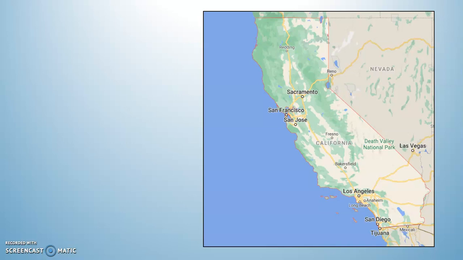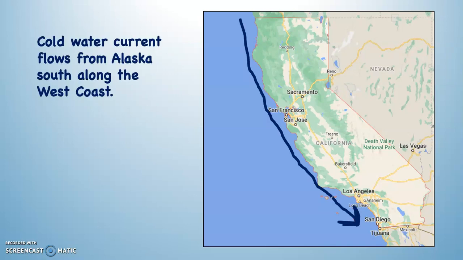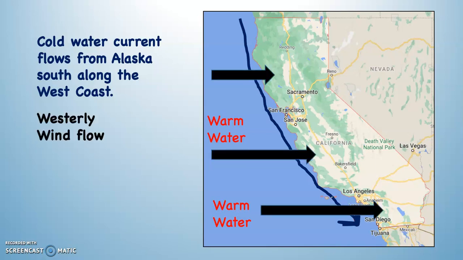Take a look at the state of California. We have this cold water current that comes down from Alaska and flows south along the west coast. But directly offshore, 50, 75, 100, 200 miles offshore, the water is significantly warmer. 4, 6, 8, even 10 degrees warmer out there, more reflective of our latitude. But because this cold water current comes down, it's going to impact our coastal environment.